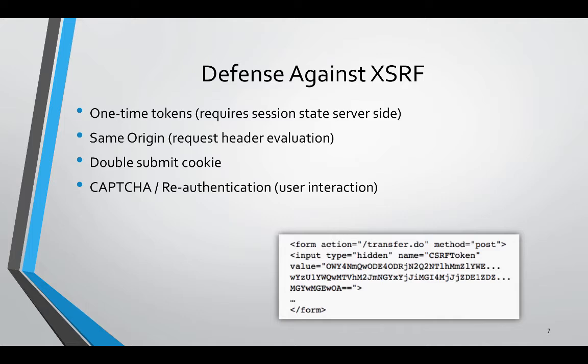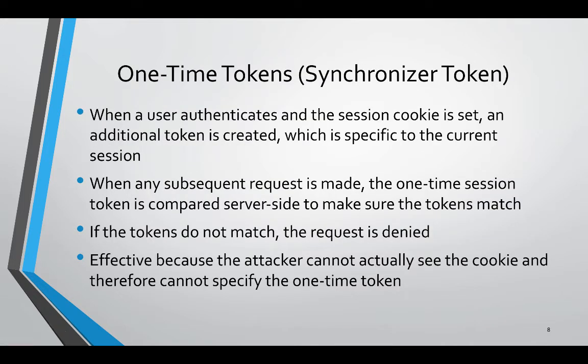Things like one-time tokens, which we'll talk about in just a moment. Same origin check is another one. Double submitting cookies is another one. And then if you don't mind lacking transparency to the user, you could use CAPTCHA or reauthentication or other ways. But we'll talk about a couple of these in a little more detail. Particularly, the one-time token seems to be the most prevalent way that cross-site request forgery is addressed.